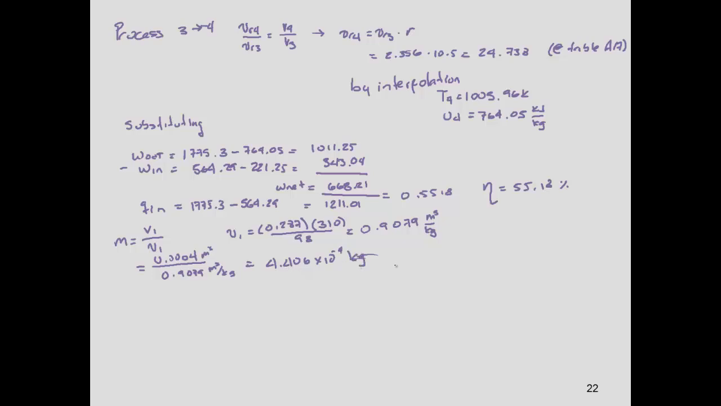That's our mass. So first we can compute total Q in for one cylinder, mass times Q in, which was 1011.01. So Q in is this, per cylinder. Finally, we can get our speed.